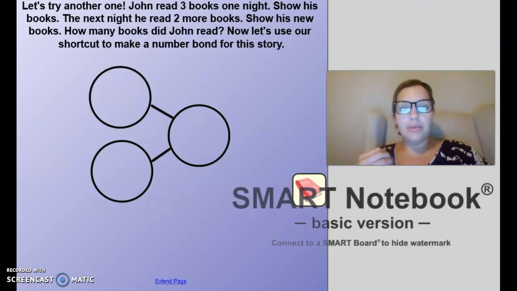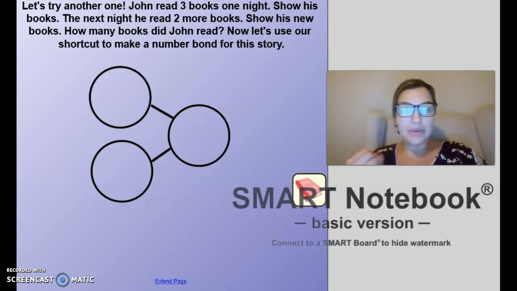John read 3 books in 1 night. Wow. Show his books. Go ahead, pause me and show his books. You'll need a new number bond, but John read 3 books in 1 night. Show his books. The next night, he read 2 more. Go ahead and show his new books. How many books did John read?